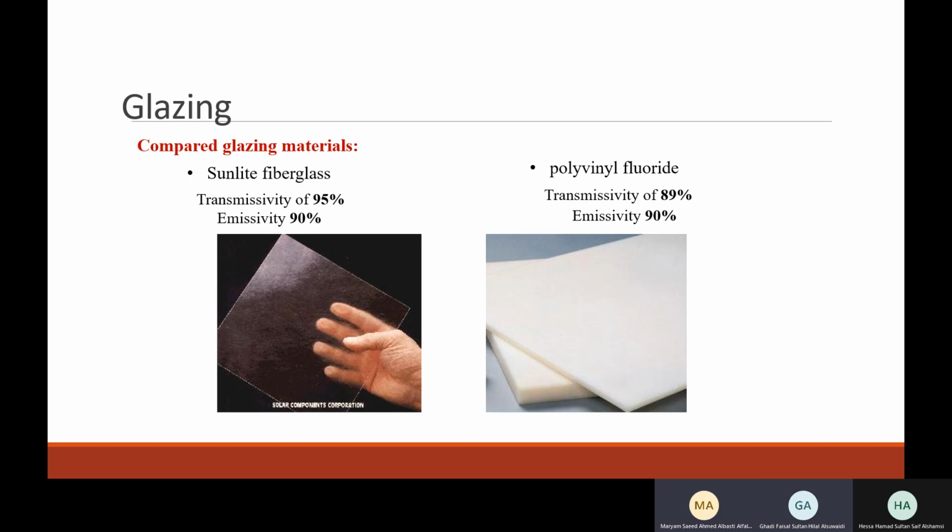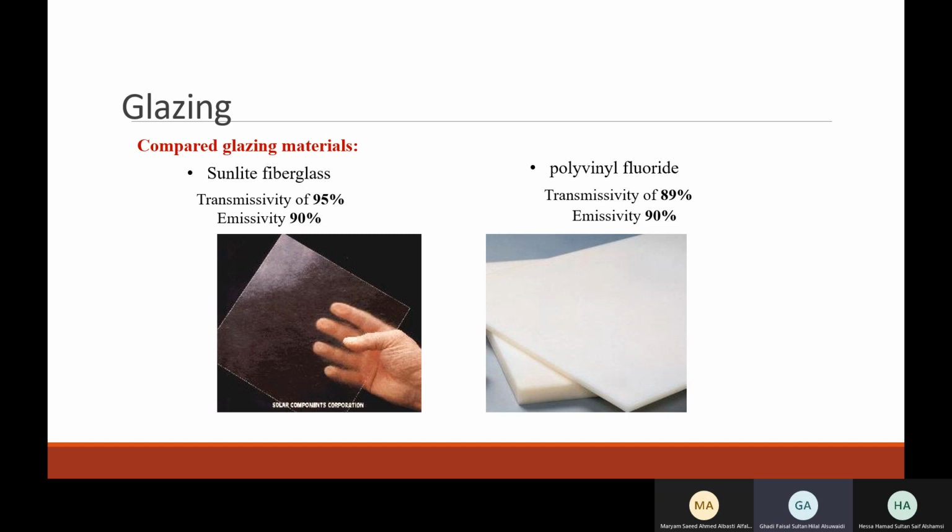Generally, there are always top losses from the solar collector. So to minimize the thermal loss, glazing is placed on the top of the absorber plate. In our design, we will compare between cellulite fiberglass and polyvinyl fluoride. Cellulite fiberglass is a new proposed design. It is a non-glass reinforced with all existing plastics, which is easy to handle, resist breakage, and cheap.